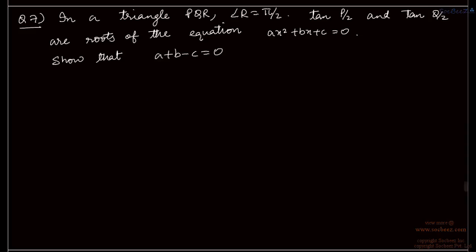Fine. The next question now. In a triangle PQR, angle R is equal to pi by 2. Tan P by 2 and tan Q by 2 are the roots of the equation ax square plus bx plus c equal to 0. Show that a plus b minus c equal to 0.